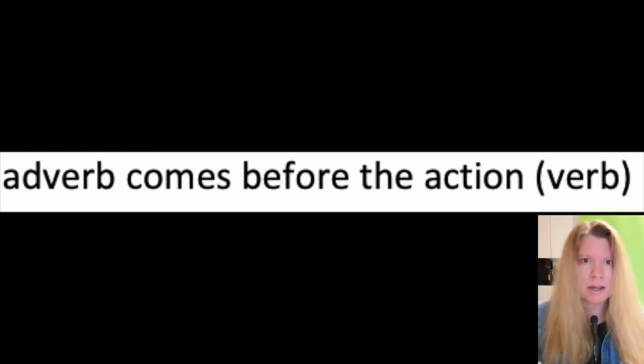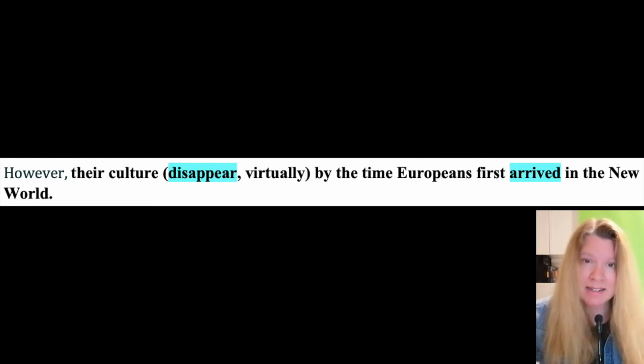This adverb, virtually, means almost, not completely, but almost. The adverb comes before the action. Virtually disappeared, almost disappeared. So you can use that adverb before the action, because remember, you're changing it, you're modifying it. Almost, virtually disappeared. Now we have to use had because this action happened before the Europeans arrived.